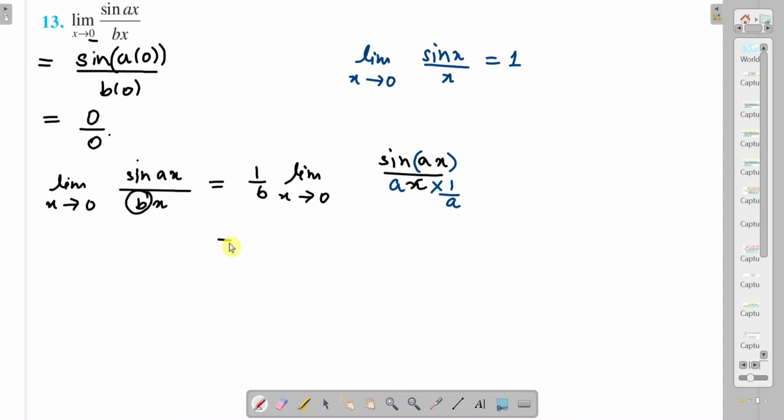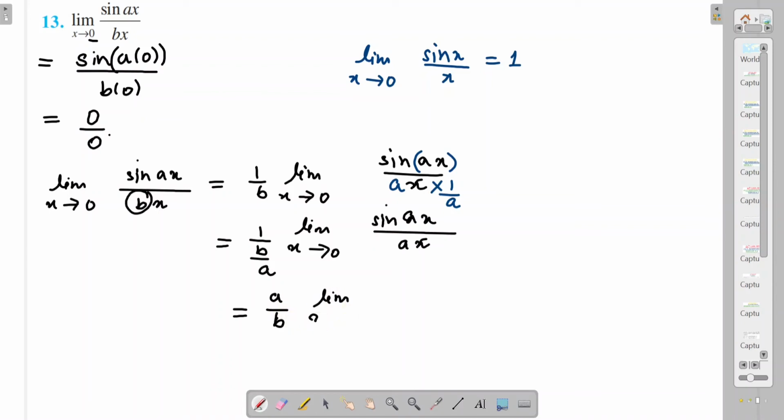Okay, so now we can proceed to use the formula. This 1 by a is there, that we can take out, so 1 by b divided by a, and limit x tends to 0 sin ax divided by ax you will get, right? Now this will be equal to, now 1 by b by a we can write as a by b, limit x tends to 0 sin ax divided by ax.